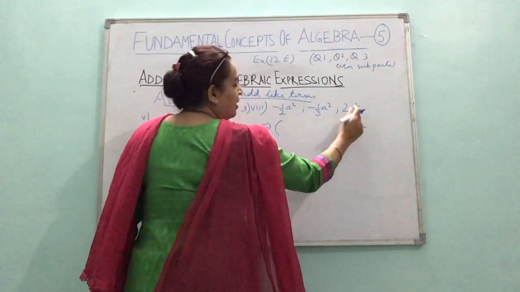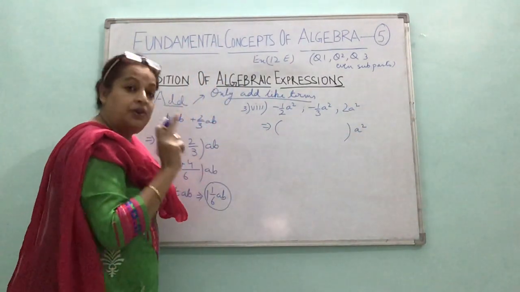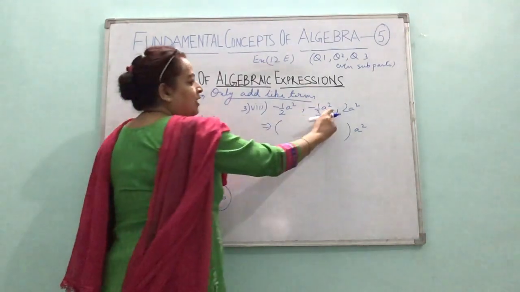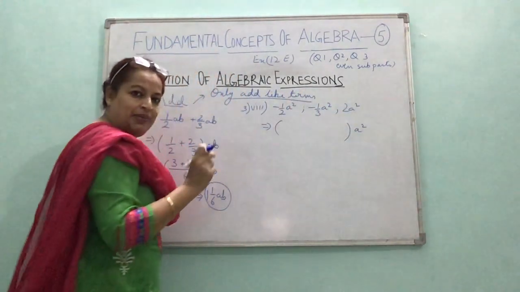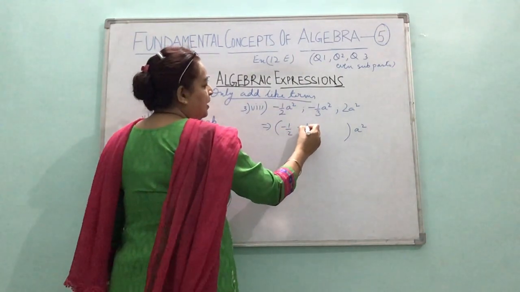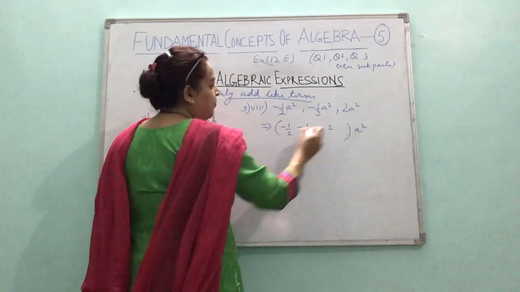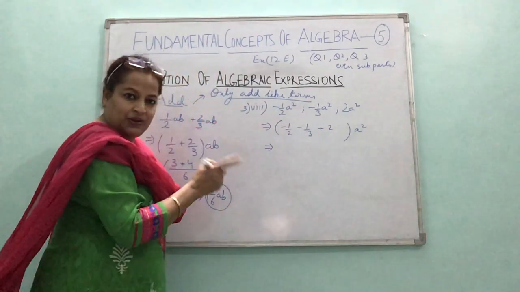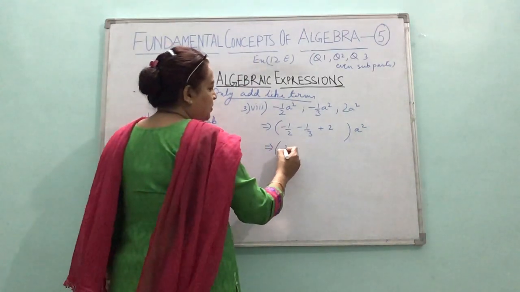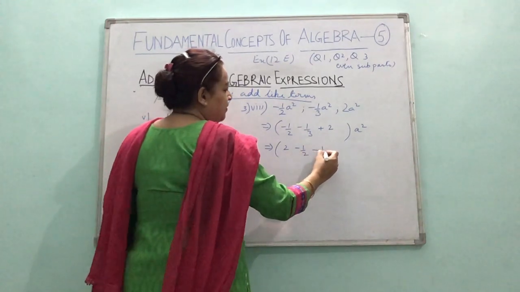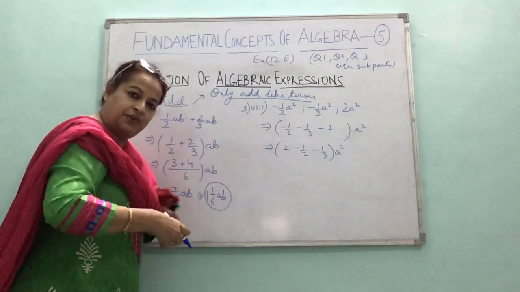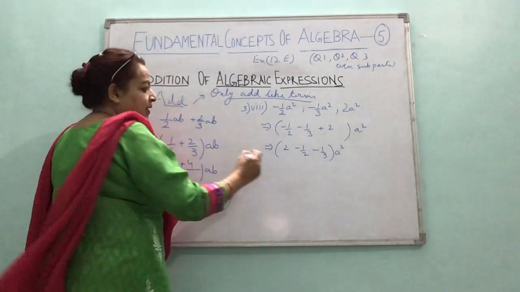This would be a square. Literal part would be the same. It would not change. That is the rule of addition of algebraic expressions. Like terms are added and the literal part remains the same, right? So now I am copying 1 by 2 minus 1 by 3 and plus 2. I'll rearrange, children, because I always say put positive first and then the negative. So I'll put 2, then minus 1 by 2 minus 1 by 3 a square. Do not avoid steps, because if you do it in steps you will not make errors there.